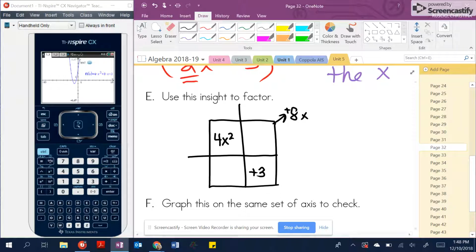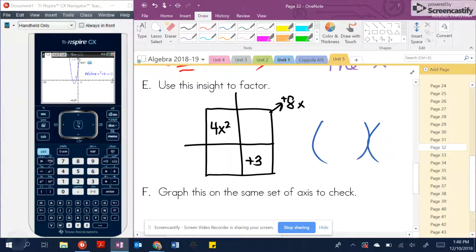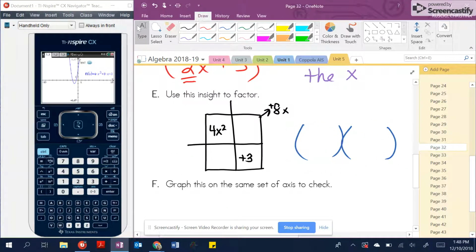We're going to use some mad math skills. First, how in the world are we going to get these two factors? We don't have them yet, but we need them. How am I going to get 3? What two numbers have to be multiplied together to get 3? Yes, 3 and 1, and they both have to be positive. One of them has to be plus 3 and the other has to be plus 1.